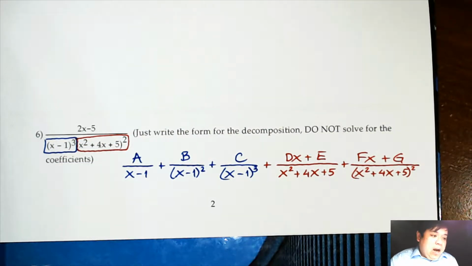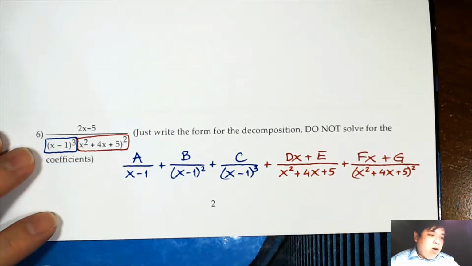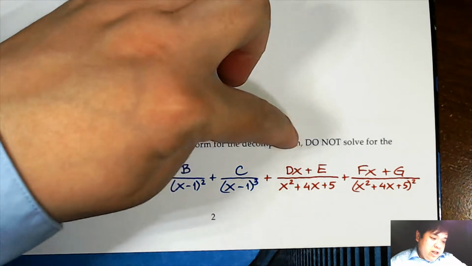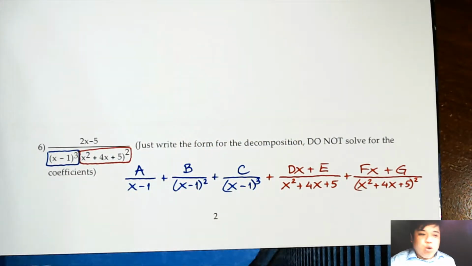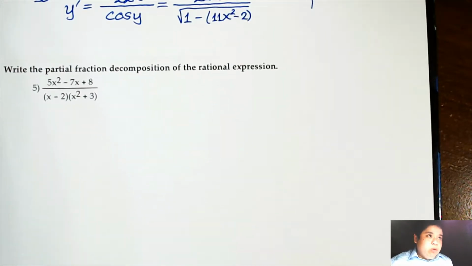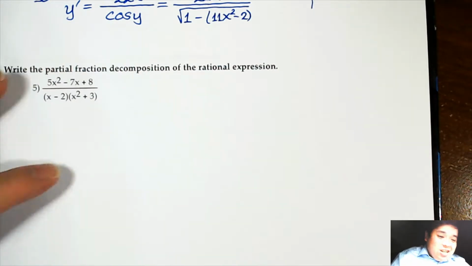Right. Now we have that. Let's go to the easy problem, number 5. On number 6, we do not need to solve for the coefficient. There's too many of them. We just need the form. Number 5, we will find those coefficients. Right. This is easy though.